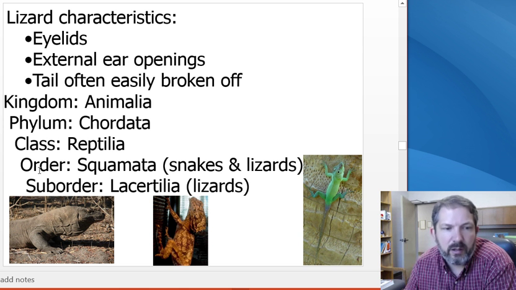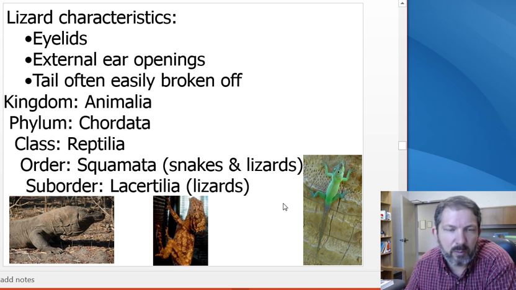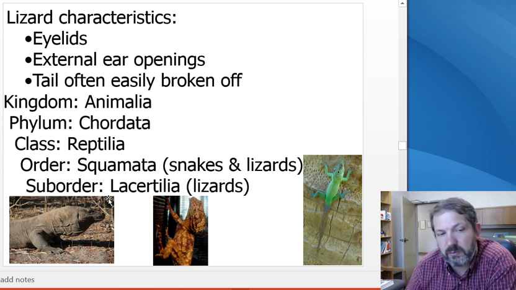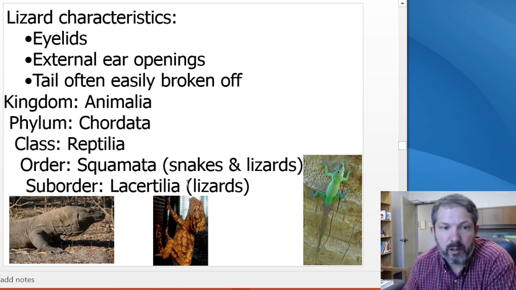So the order Squamata includes both snakes and lizards. And so here's a case where we said, well, let's divide these up. We'll have a suborder that includes just the lizards and a suborder that includes just the snakes. Because technically a snake is the same group as lizards. It fits within lizards. So technically snakes are lizards, but we don't like to do that, so we divide them up. And so we have a separate suborder.